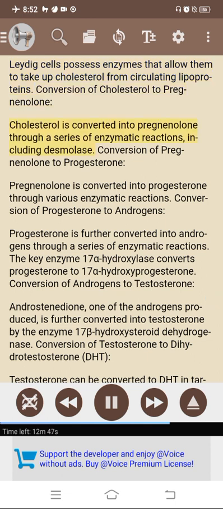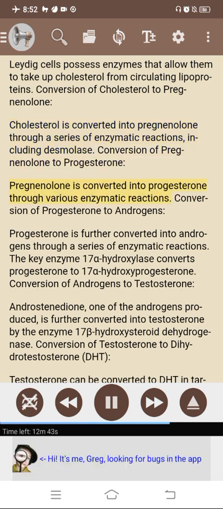Conversion of cholesterol to pregnenolone. Cholesterol is converted into pregnenolone through a series of enzymatic reactions, including desmolase. Conversion of pregnenolone to progesterone. Pregnenolone is converted into progesterone through various enzymatic reactions.